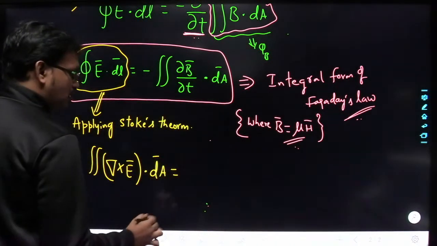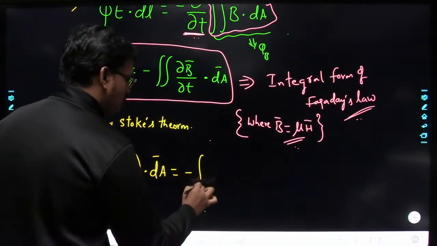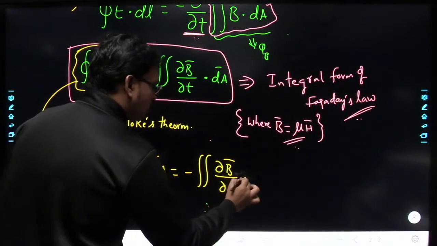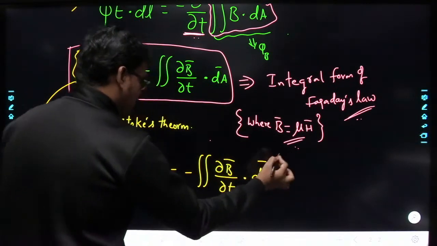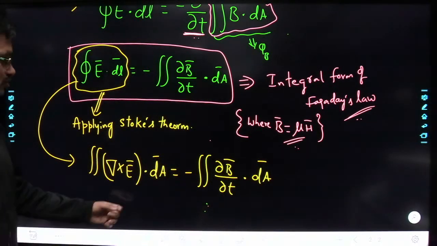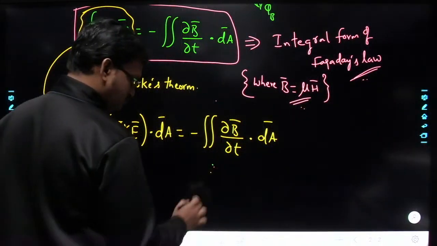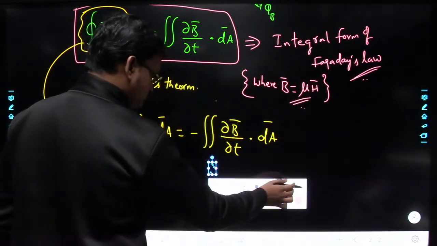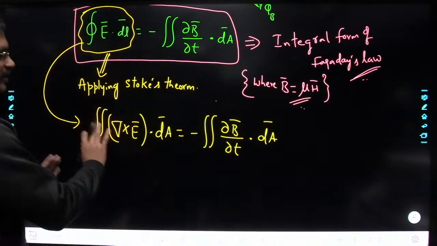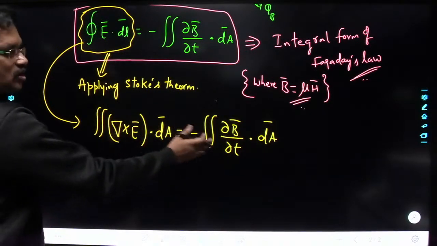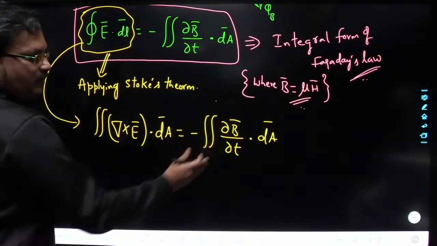So this is equal to what? This is equal to minus double integral of dou B bar by dou T dot dA bar. Understood? Okay. So by comparing LHS to RHS, what are you going to get? Del cross E bar is equal to minus dou B bar by dou T.